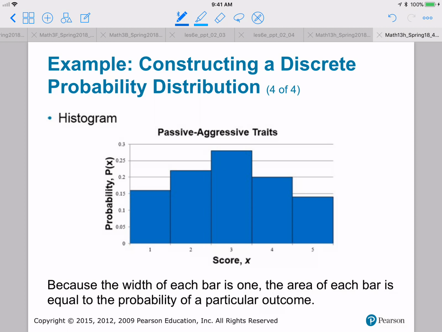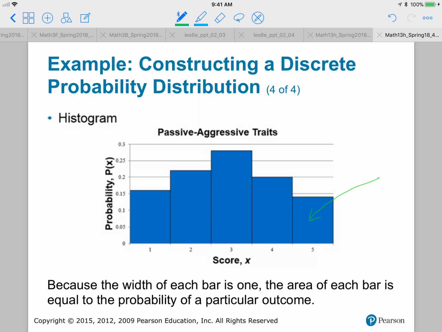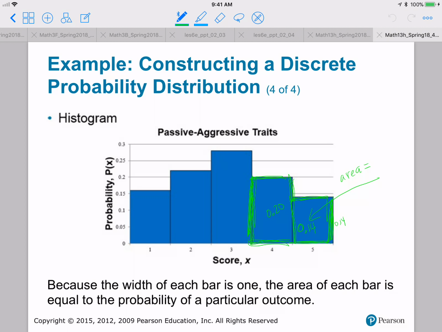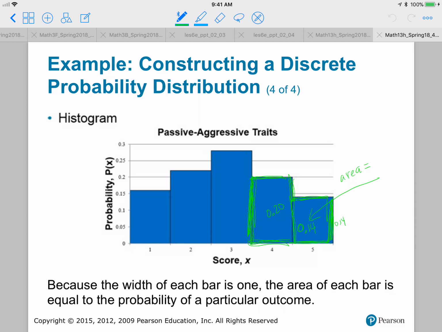And because the width of each bar is 1, what's the area of this rectangle? It would be 1 times, how high is that? That is 0.14. So the area is 0.14 for this rectangle. The area of this rectangle is going to be 0.2. Why? Because the height is 0.2, right? That's how we decided how high to draw the bar. So 4 is going to have a height of 0.2. What you're doing over here is essentially creating a relative frequency distribution, right? And so the height is 0.2, the width is 1, so this area is 0.2.